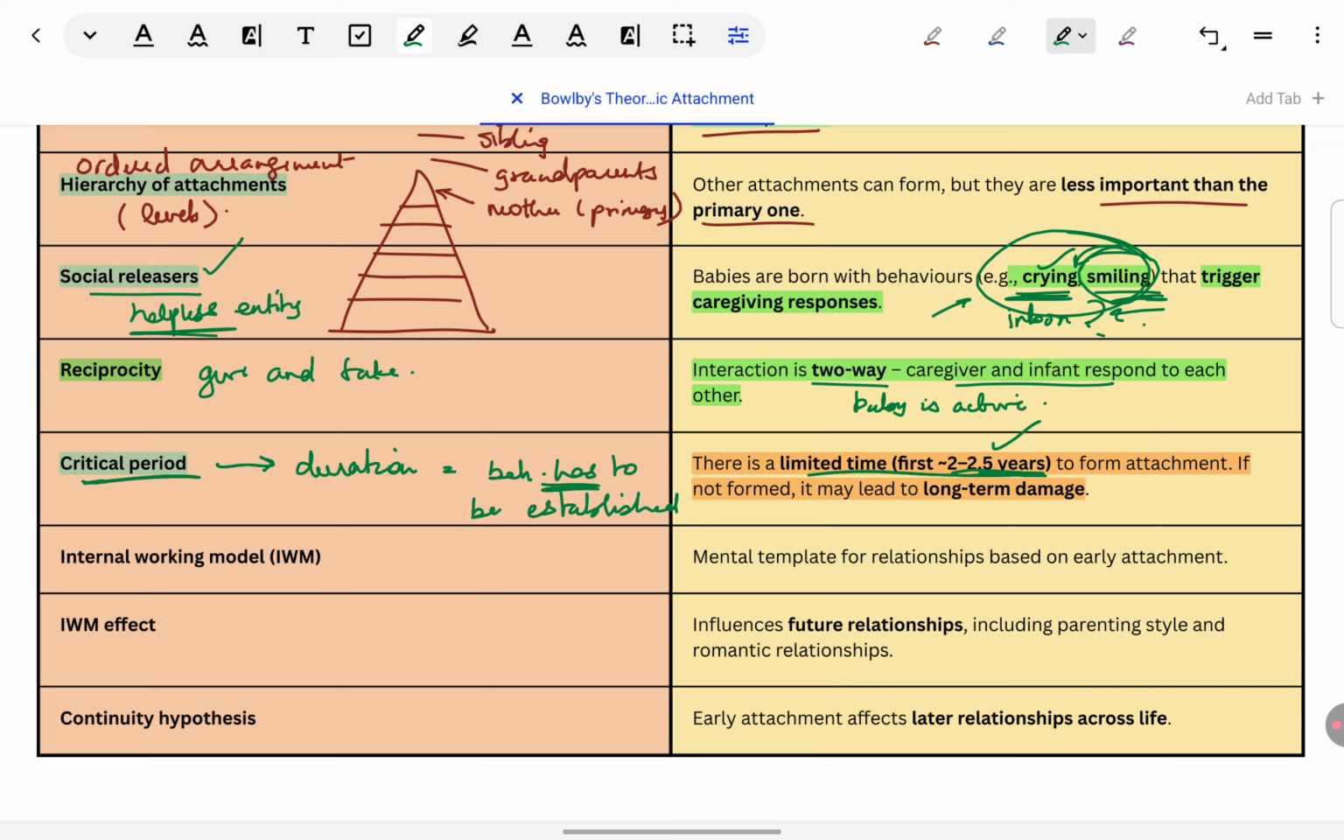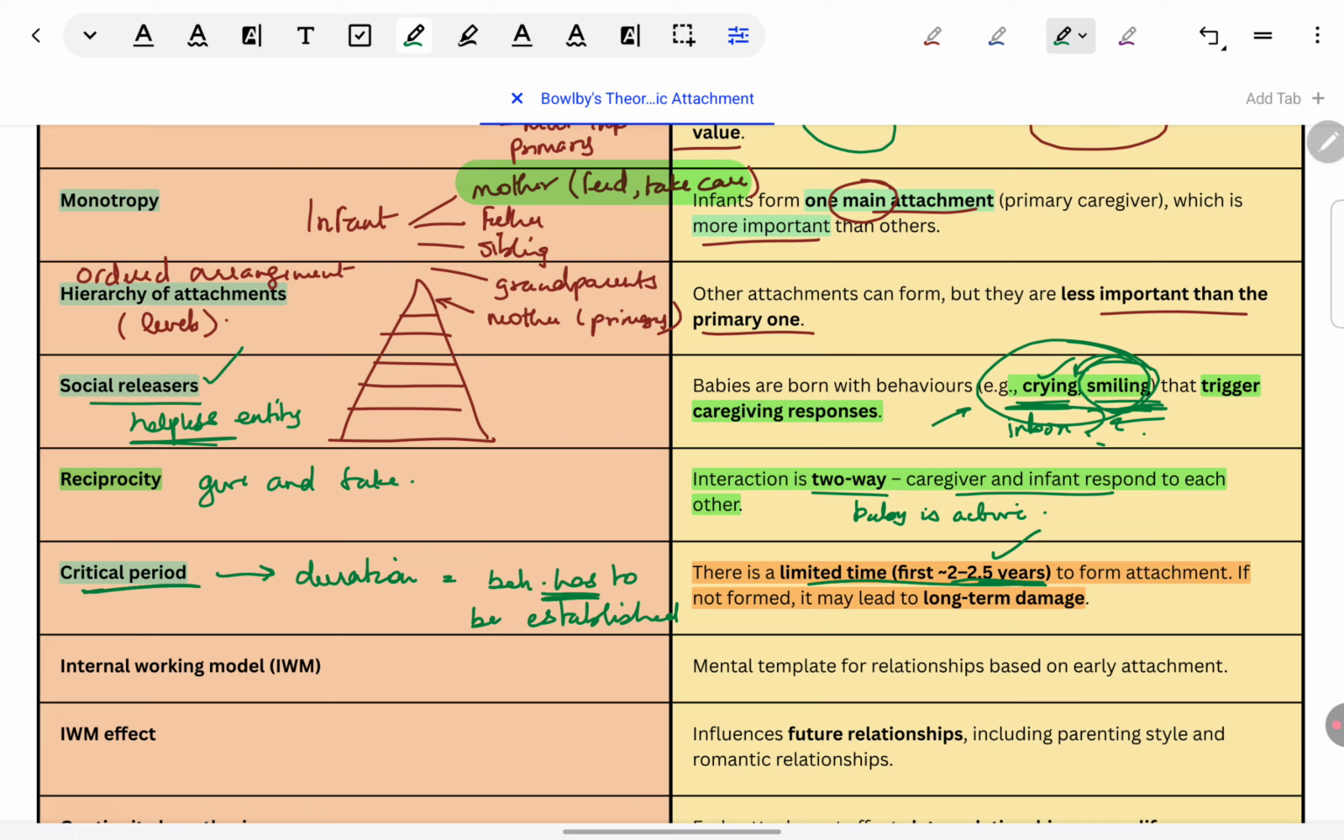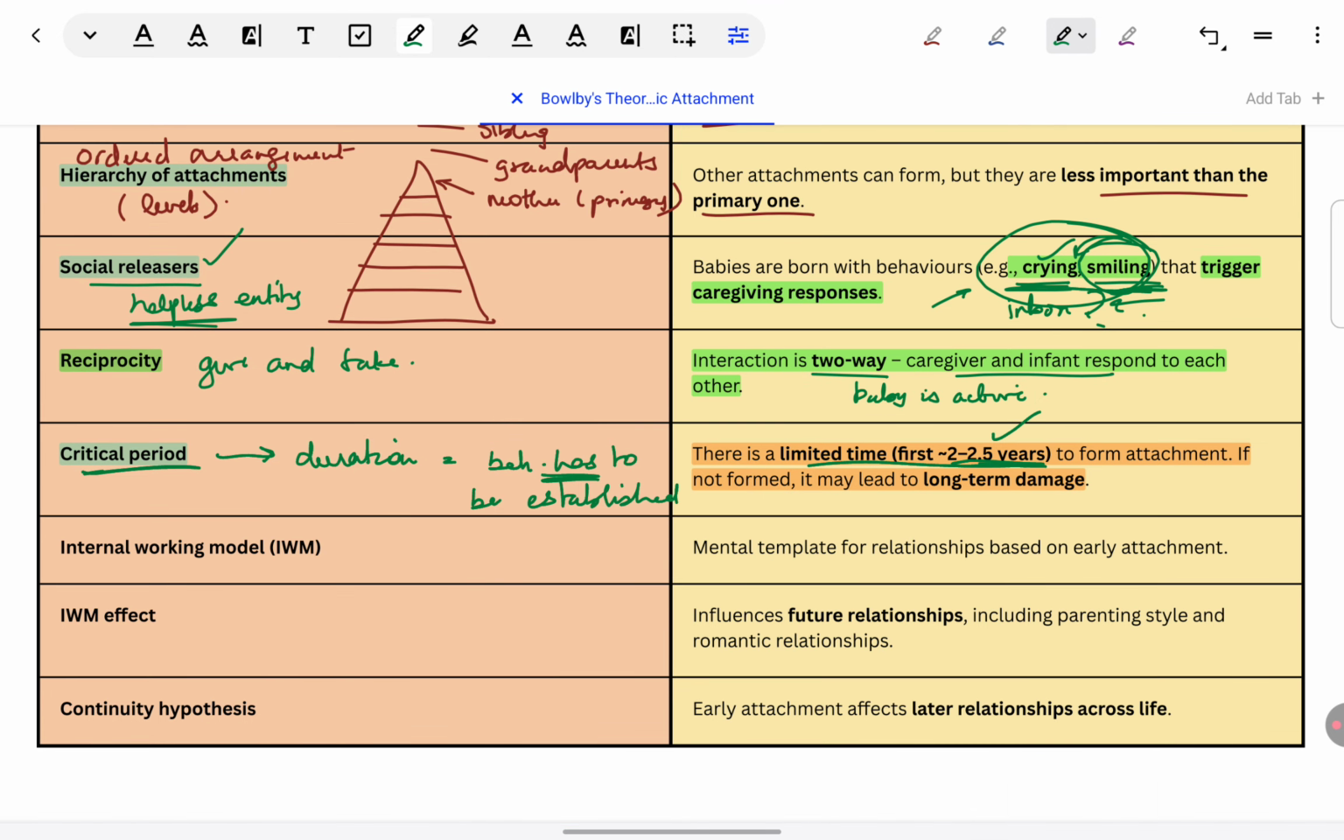According to Bowlby, let's say somehow the mother returns after 2.5 years, or some substitute mother comes in her place, but the baby has already crossed 2.5 years. Then the baby will not be able to form that type of a strong bond that it would have before 2.5 years of age. It has become impossible now for the baby to form that attachment because the social releasers period has gone away. Those crying, smiling type of behaviors which used to help establish the bond, now the baby has become too mature to do those type of behaviors. So it is no longer possible.